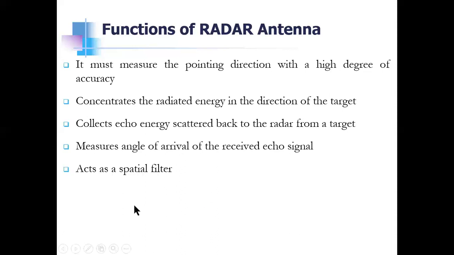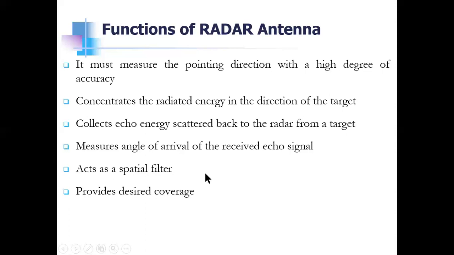Another important point is the radar antenna acts as a spatial filter. What is a spatial filter? The main job of the antenna is to separate the desired targets in the spatial domain, correct? Because we are talking about targets which are in free space. So in the spatial domain, it has to separate the desired targets and then reject all the undesired signals coming from different directions other than those in the main beam of the radiation pattern. So that's why it acts as a spatial filter.